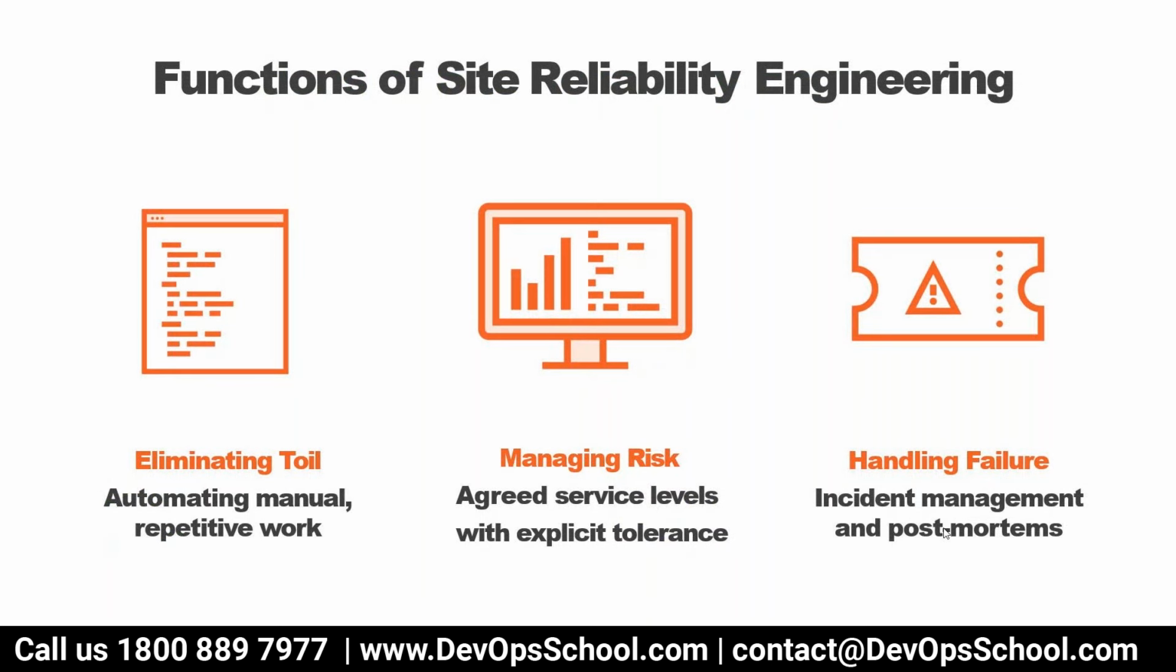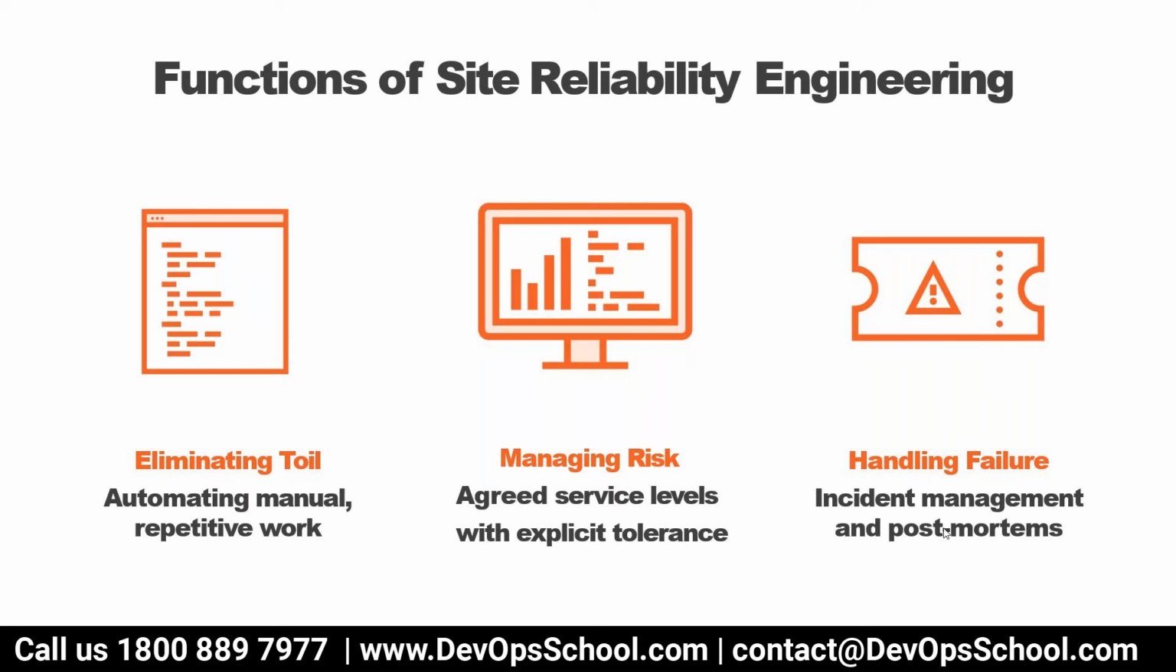So what are the functions of SRE? These are the three major functions the SRE team performs. One of the important ones is eliminating toil. In a simple way, any work you do manually, most of the time if you go to the ops team, many of the tasks they do manually. If you are part of the ops team doing some manual task, and that manual task can be automated using a certain script or robot, that is considered toil. So eliminating toil means automating manual repetitive work.